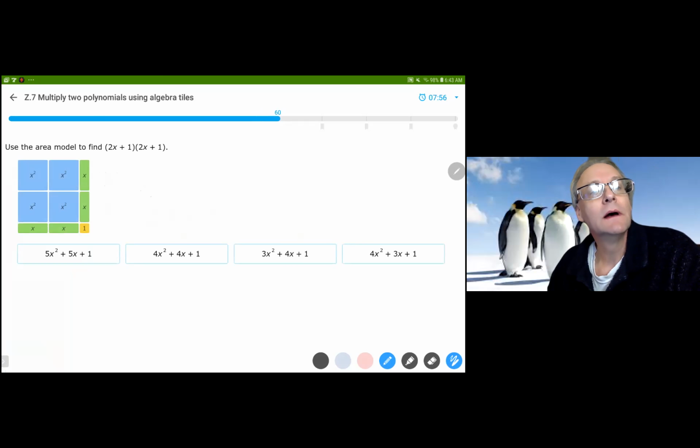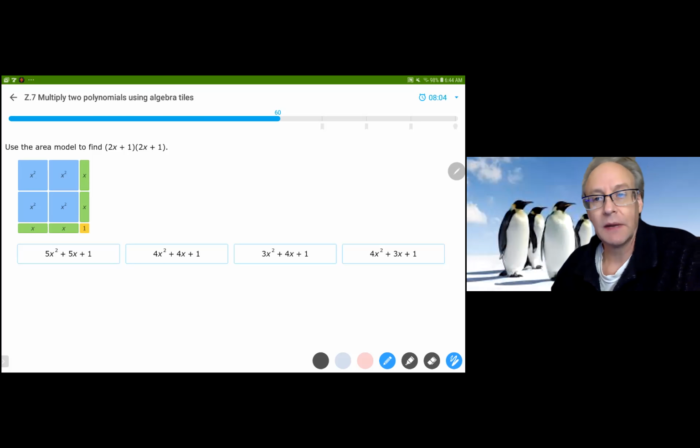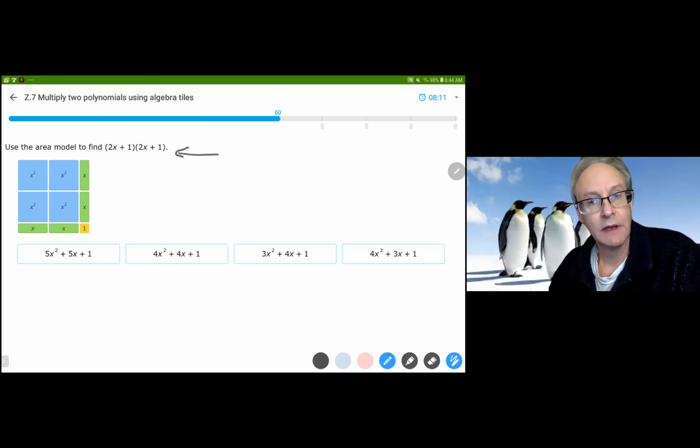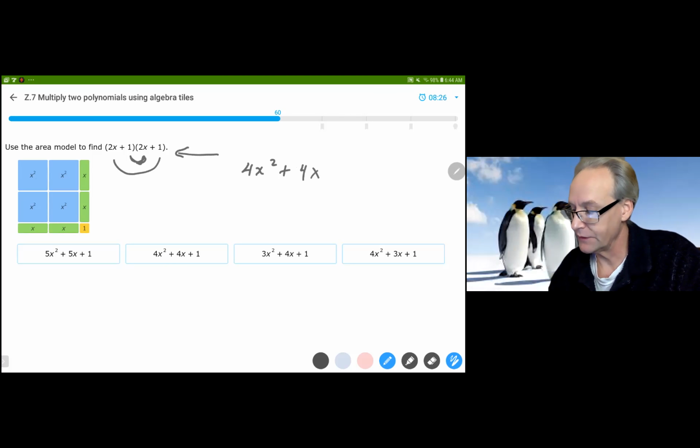All right. Use the model to find 2x plus 1 times 2x plus 1. Oh, okay. So this time, rather than multiplying by FOIL or using the pattern, hopefully you'll recognize this as a perfect square trinomial. And remember, for perfect square trinomials you square the firsts, 4x squared. You multiply the factors together, and they end up getting doubled. The 2x plus the 2x is 4x. And of course the plus 1 at the end.